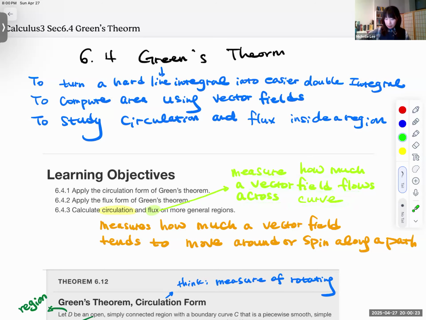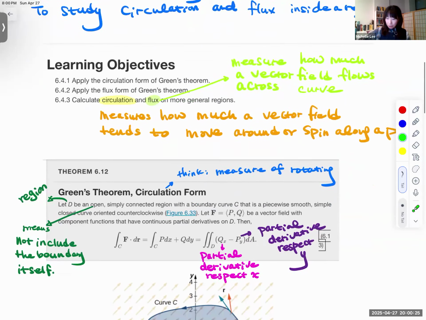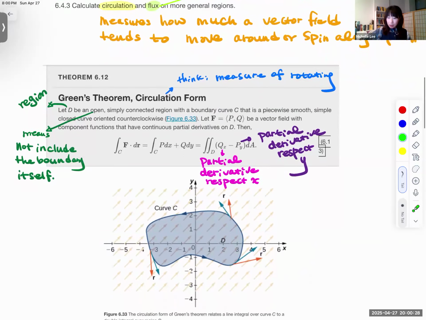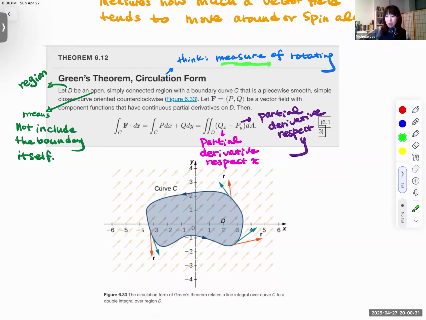Okay, so let's do the circulation form first. Basically, we need to think of it as a measure of rotating, counterclockwise. So Green's theorem, circulation form: let D be an open, simply connected region. Open means it does not include the boundary itself, so this inside does not include the boundary here.